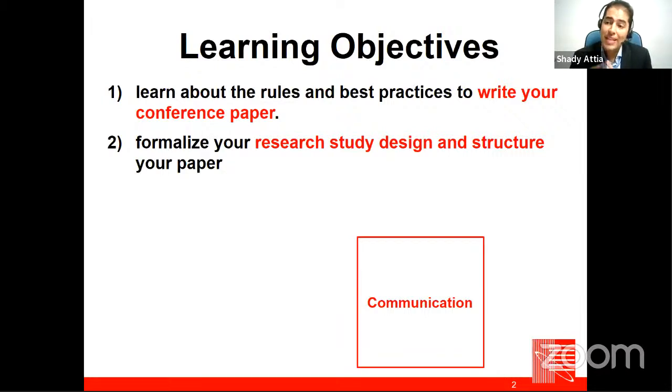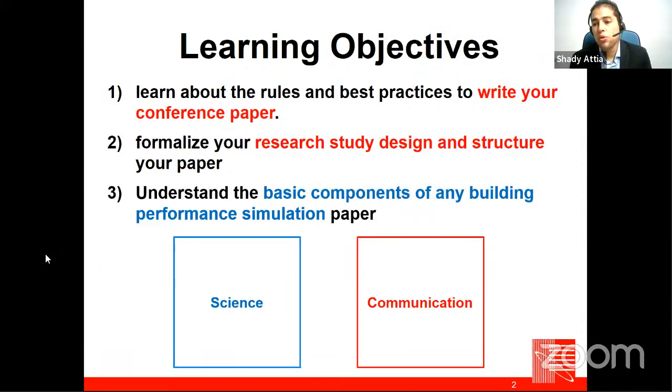This is from the communication point of view, but you should not forget that a paper is partially a communication part, and there is another part that has to do with science. And in this sense, I will also dwell on understanding the basic components of any good building performance simulation paper. So science and communication, that will be the message or the content of today's presentation.